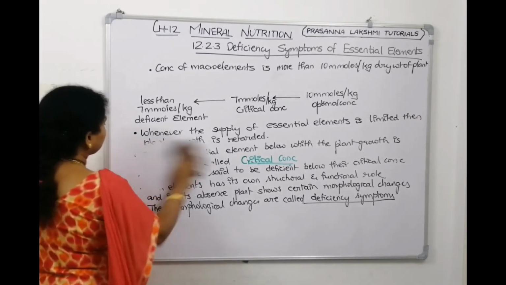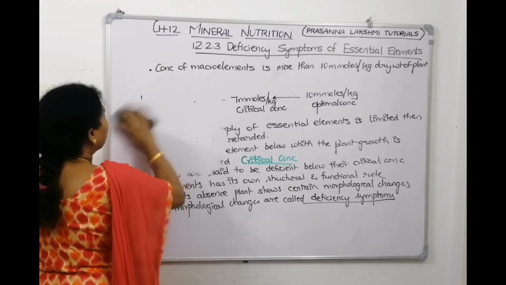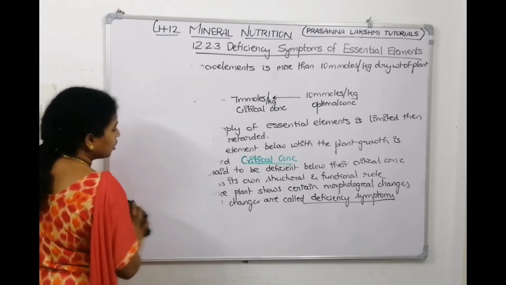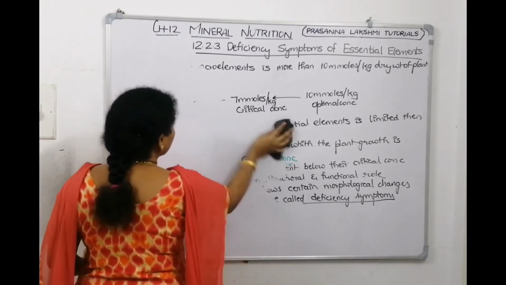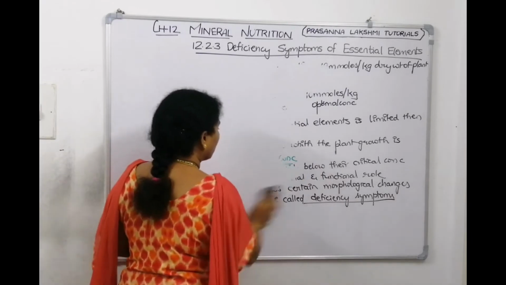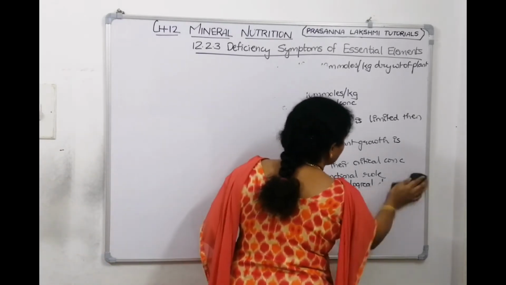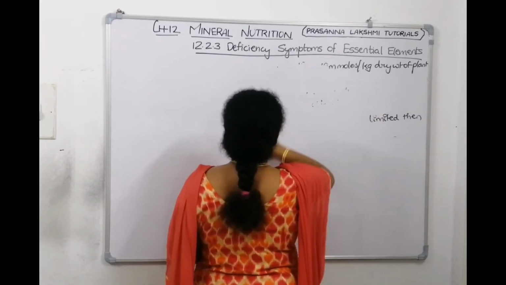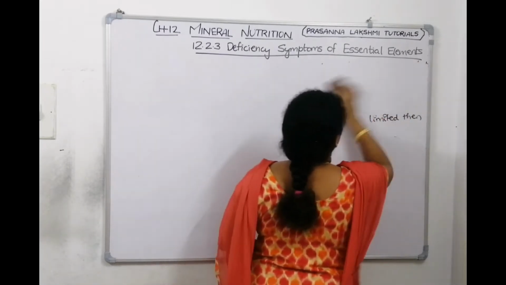Right, children. Now the plant is showing some deficiency symptoms: the green colored leaf changed to yellow, and the size of the leaf decreased. These are the changes it is showing. You understood? That means this element is less in the soil. You bring that mineral and add it to the soil.